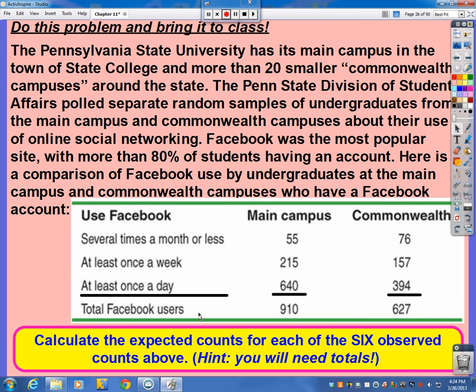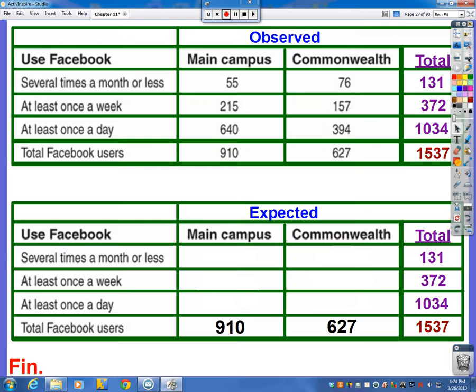So come to class tomorrow with basically a new table that has 6 expected counts for these 6 observed counts that we can compare them to. And that is all. Yeah, make it look like this, basically. Just fill out what these numbers are now. Go from there. Good luck.